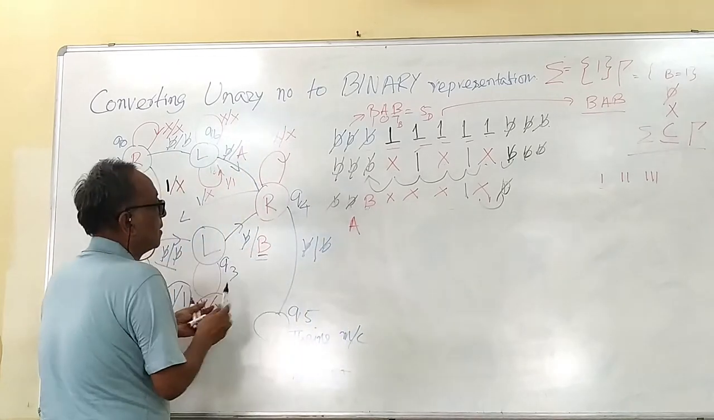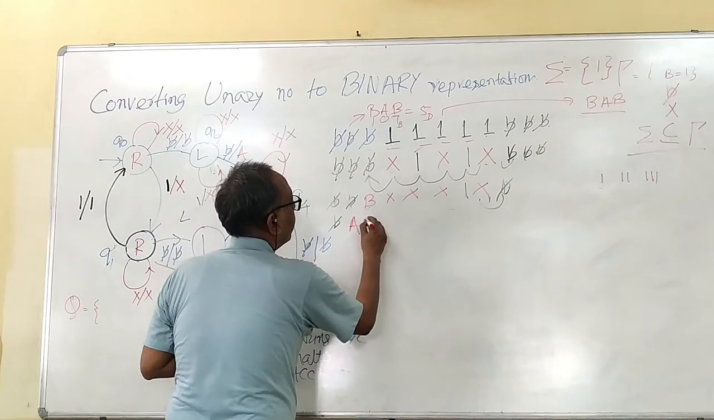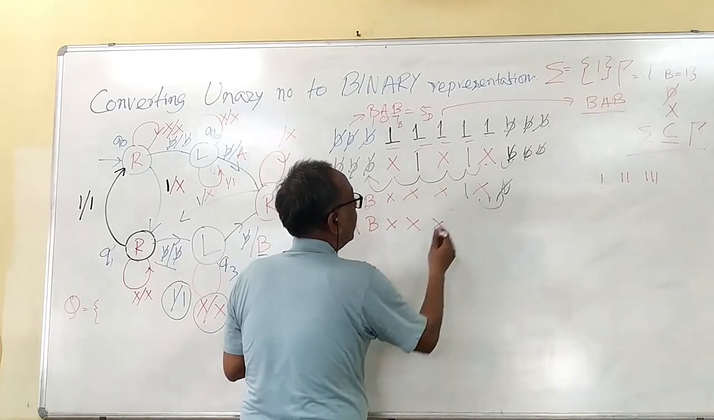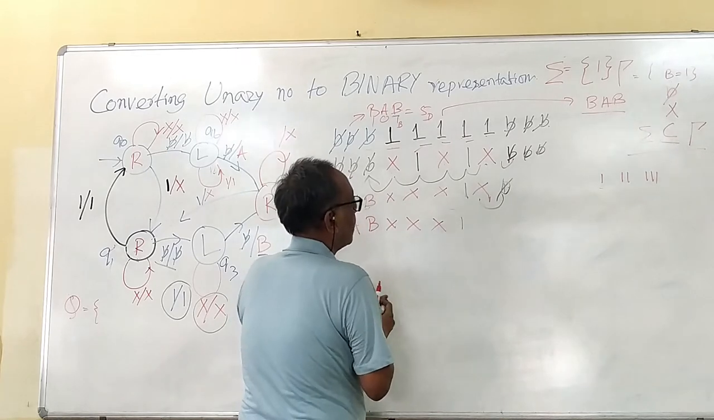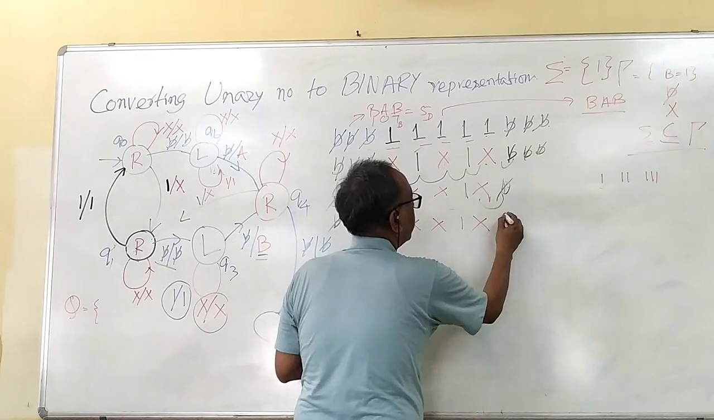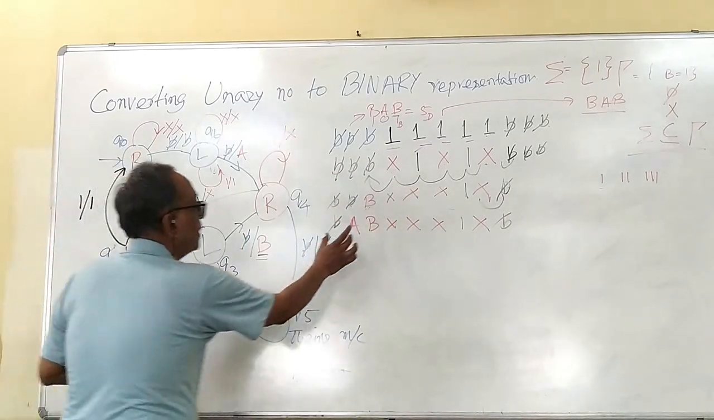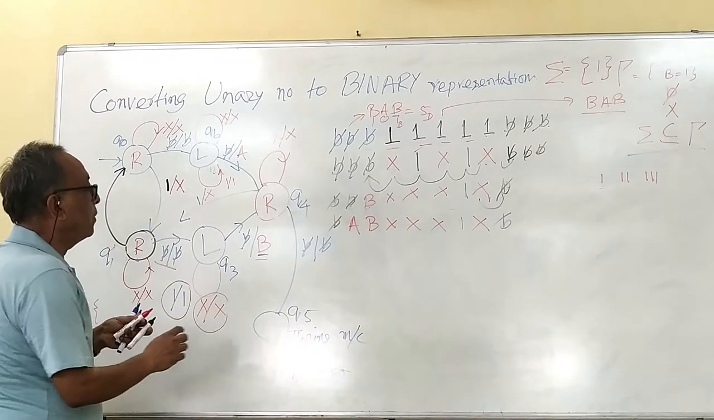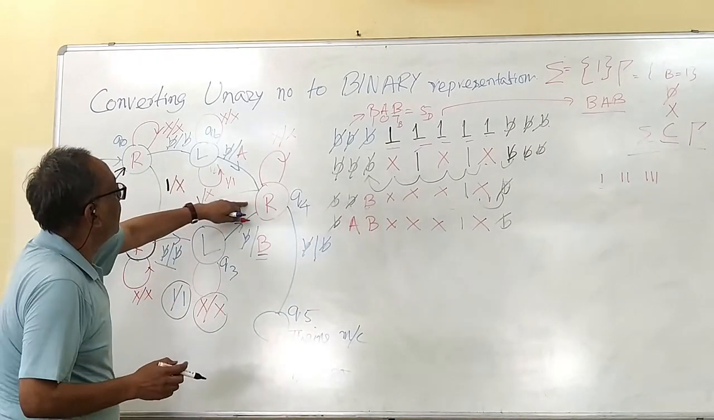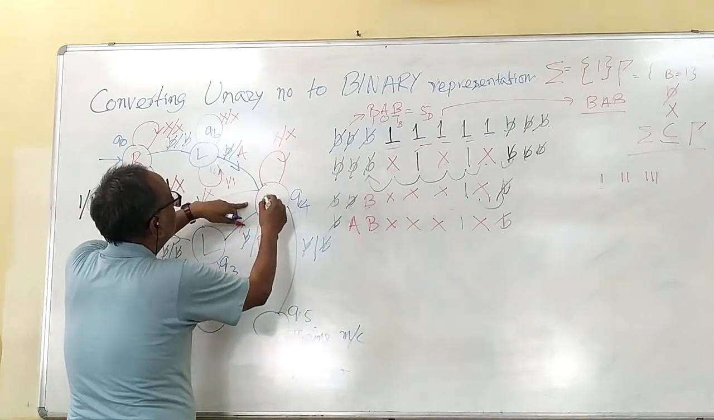A. Blank, B. X X X. 1 X. This we are here, A B. Now we are here, this A, so we are here and now this is the right moving state, we go this way.